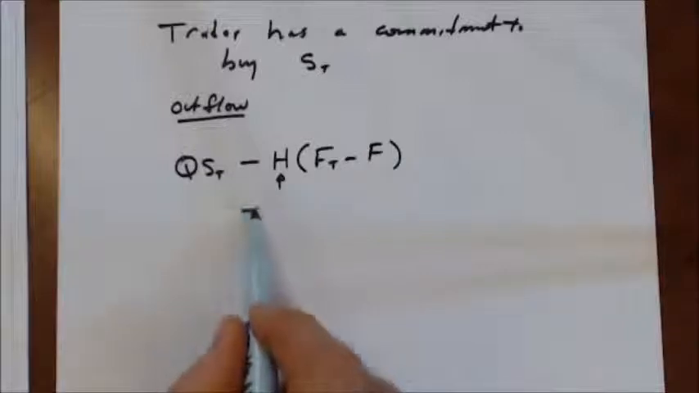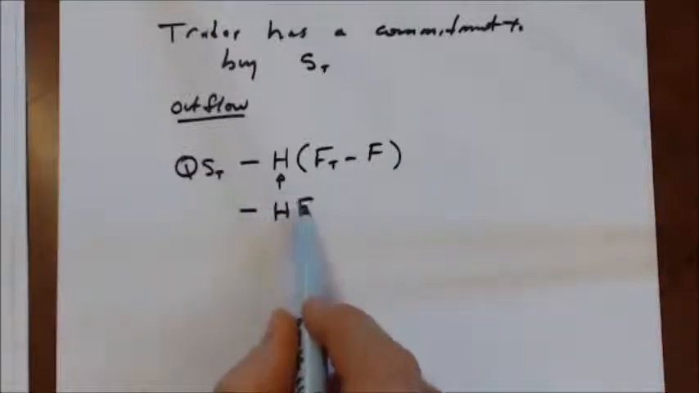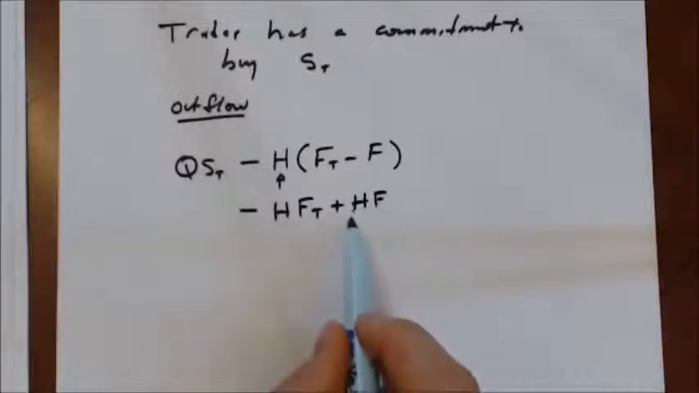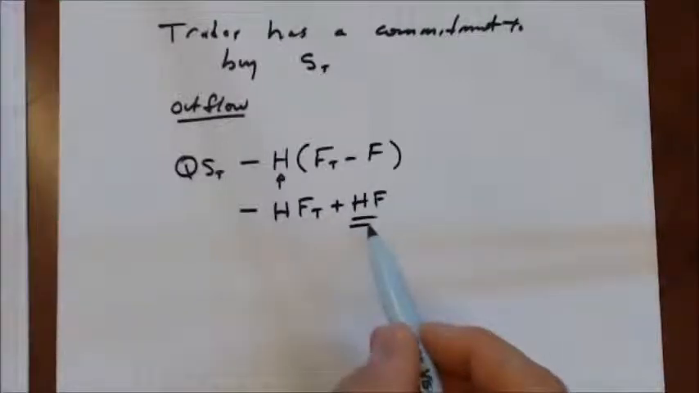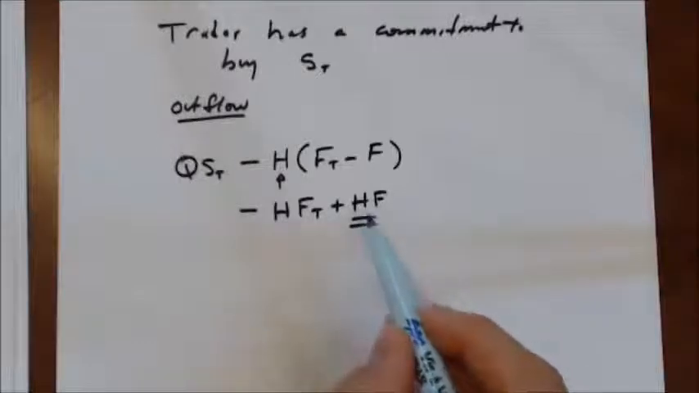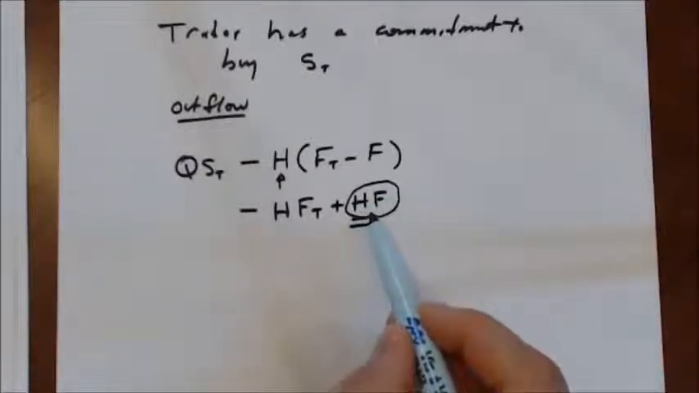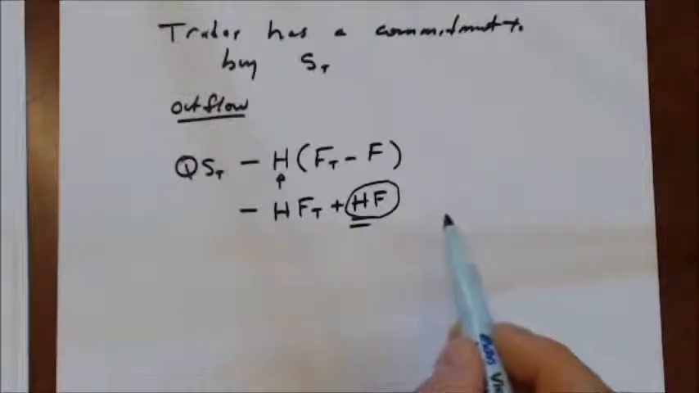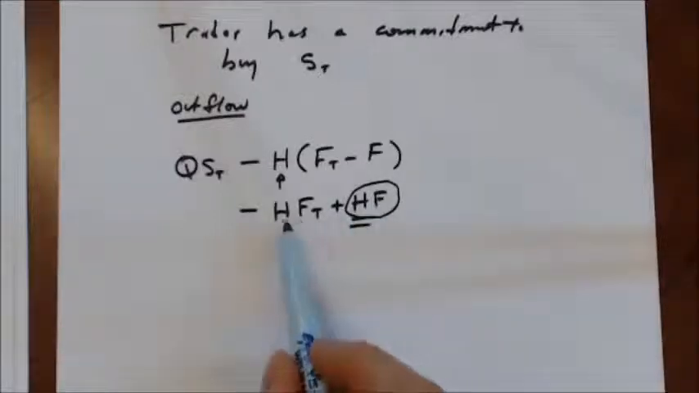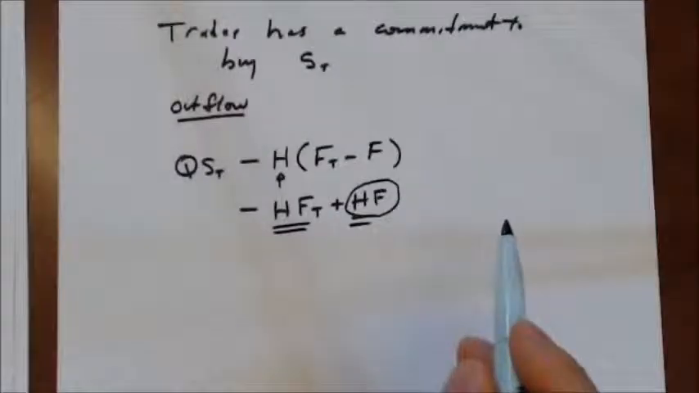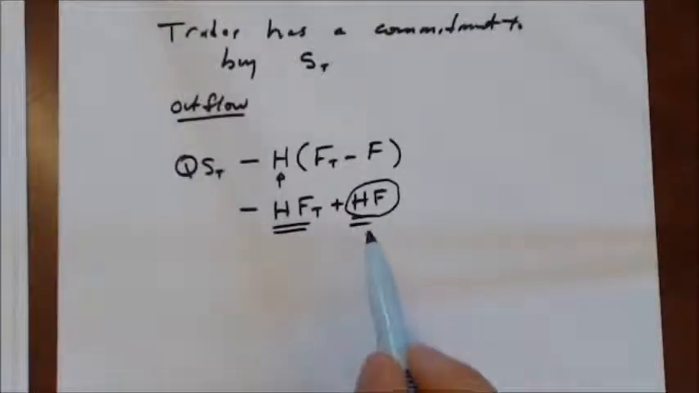So if you unravel this math, it's H F_T plus H F. This is the cash flow from going short the futures contract, because when you go short the futures contract, you're going to collect this cash, right? And you're going to give up the underlying commodity. Okay? What is the value of the underlying commodity that you're giving up? It is worth H F capital T.